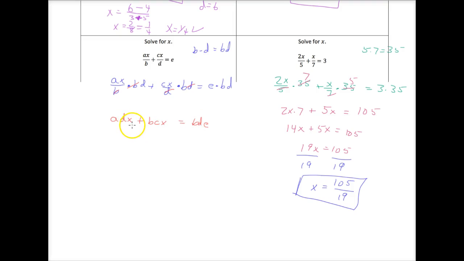All right, I'm still solving for x, so x is common in these two places. I'm going to pull it forward. x, and once x is moved out, I'm going to write what I see left over. Let me show you. I highlight this. What's left over is the ad plus bc. ad plus bc equals bde. And I'm going to divide by ad plus bc.